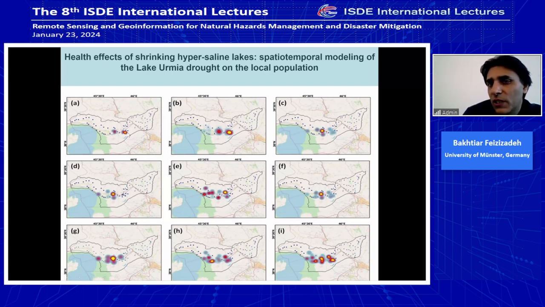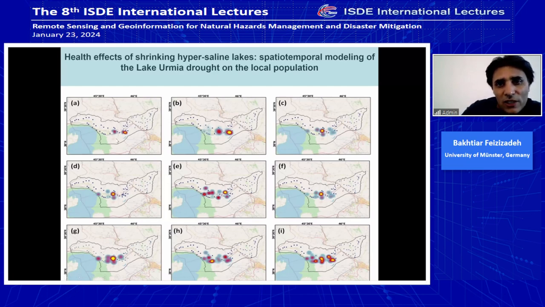The Medical University of Tabriz carried out research monitoring the health quality of the local population living in the northern area of the lake. Right now, one of the major challenges is that the health of these people is being affected by the lake drought, and the number of patients has increased. The 15,000 volunteers joined this study from 2012 to 2020, with monthly measurement of their blood pressure.